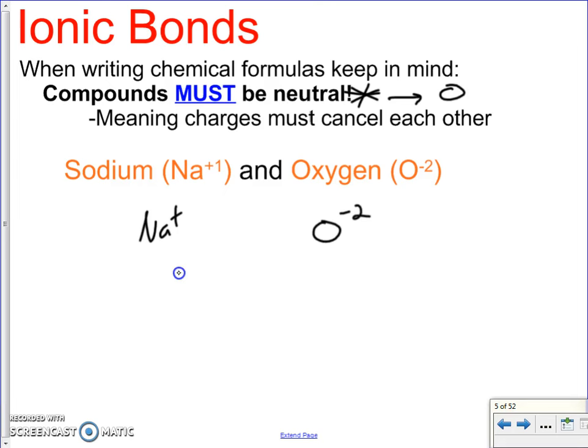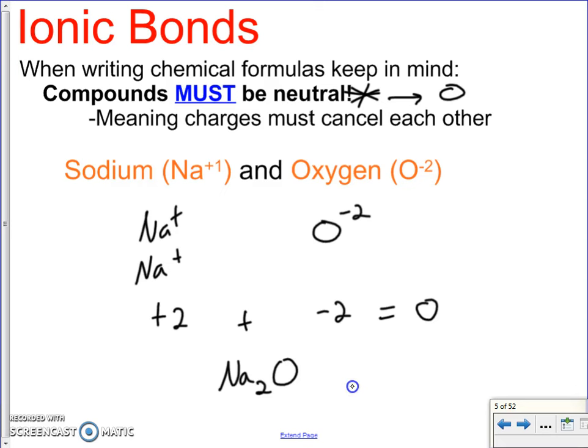So instead, what happens is 2 sodiums are going to come together to cancel out 1 oxygen. So now look at this. 2 sodiums gives us a +2, +1 and +1 gives us +2. 1 oxygen is going to give us -2. Now if I put +2 and -2 together, I get 0. That is a neutral compound. So we would write this compound as Na2, meaning we have 2 sodiums, and O1, meaning we only have 1 oxygen. This is where these subscripts come from.